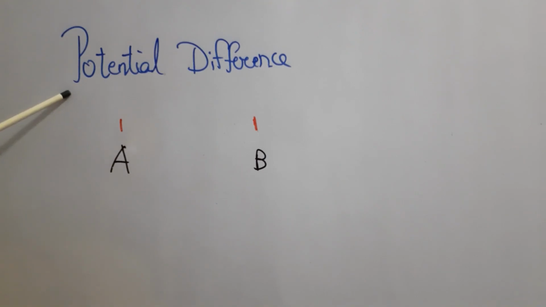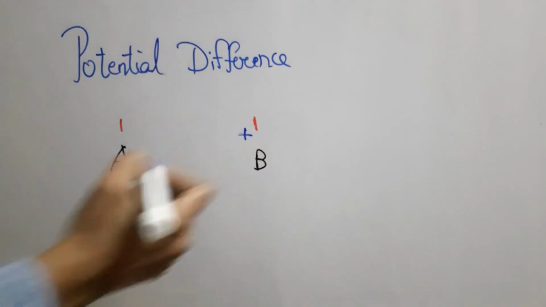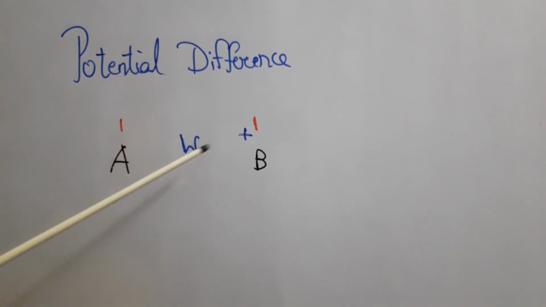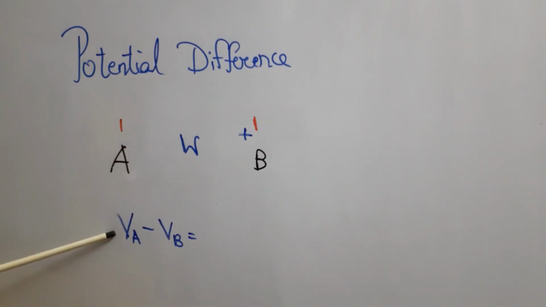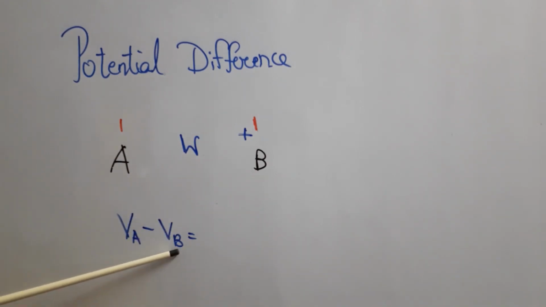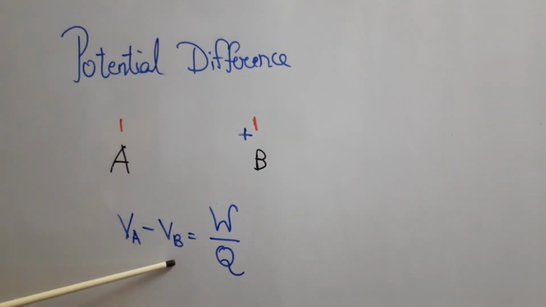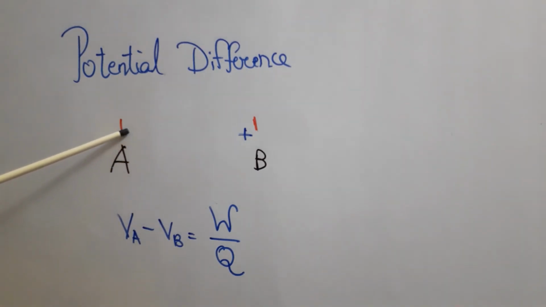Now let us understand the actual concept of potential difference. I am taking any 2 points A and B of a circuit. Now I want to move this unit positive test charge from point B to point A. Consider W is the work done in moving this test charge from B to A. Then potential difference between points A and B will be equal to VA minus VB is equal to work done per unit charge. So potential difference between 2 points is defined as work done per unit charge in moving a unit positive charge from one point to other.